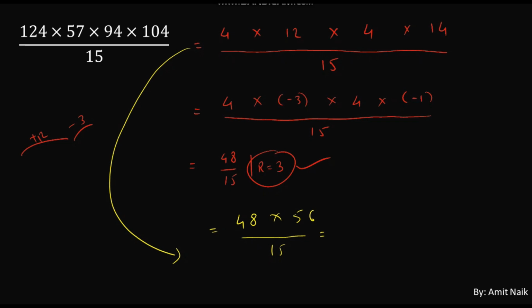So 48 by 15, the remainder is 3 here, and then 56 by 15, the remainder is going to be 11. Divide by 15 again. 11 into 3 is 33. 33 by 15, the remainder is again 3. So it is completely your choice. What do you go ahead with? Do you take positive remainder or do you take negative remainder? The choice is yours, but by practice you understand which one is better to go ahead with.